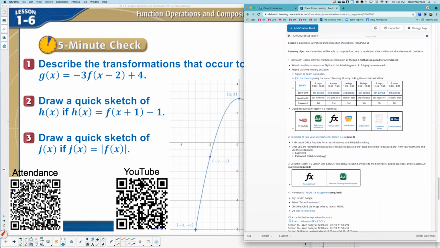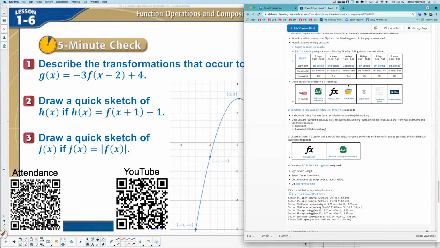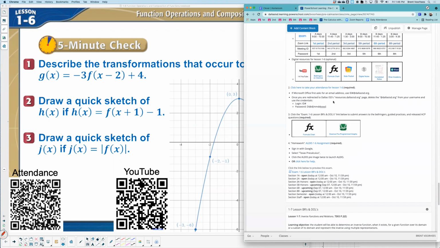So we're at lesson 1-6 here. What I want you to do is at the bottom, this is just kind of going over what you're responsible for each day. Number 1 is just to show up. There's Zoom links, all that. There's digital resources in case you're absent, in case you lose your packets, in case you want more help, whatever. Those are all there. Make sure you take your attendance. We're pretty good in this class.